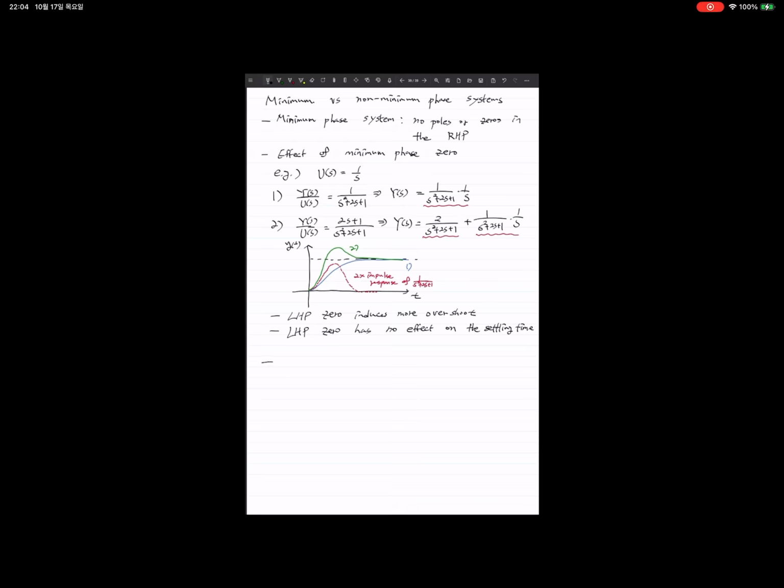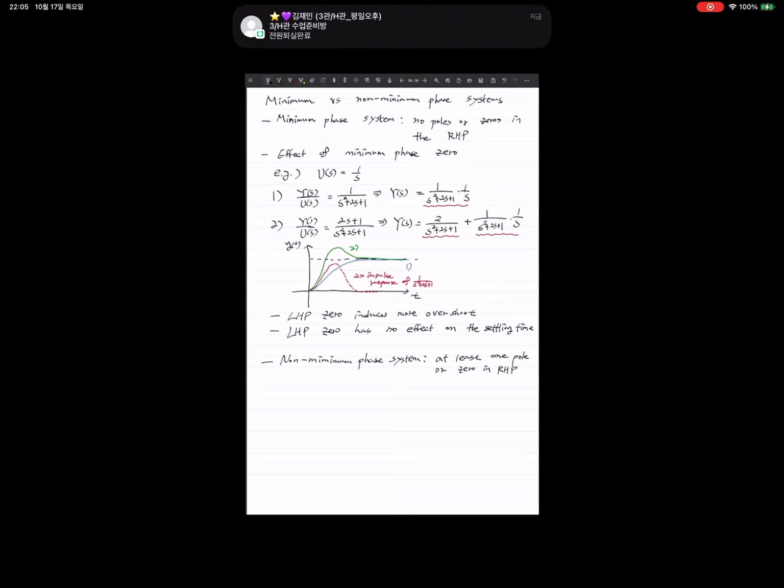Then let's talk about non-minimum phase system. So non-minimum phase system means at least one pole or zero in the RHP. I will just briefly talk about the characteristics of non-minimum phase system.